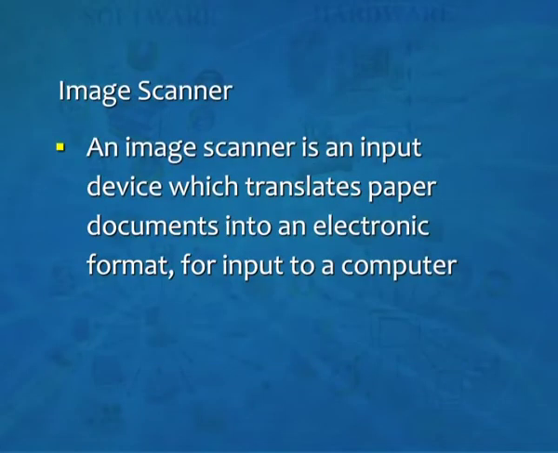Scanner. It allows data entry from source documents directly. Commonly used types of data scanning devices are image scanner. An image scanner is an input device which translates paper documents into an electronic format for input to a computer. The input documents may be one of these: typed text, pictures, graphics or even handwritten material. Image scanner is very useful in preserving paper documents in electronic form.